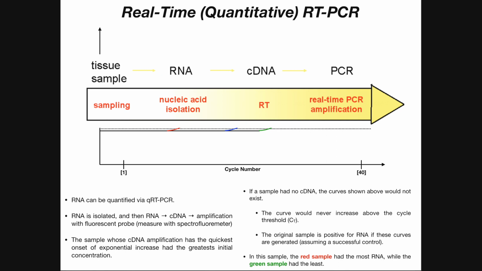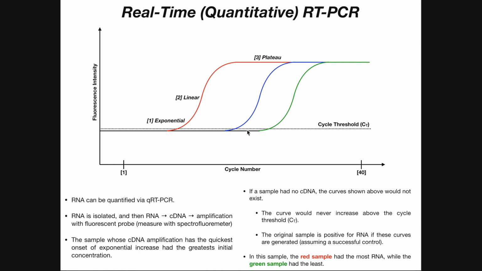Okay? Now this graph right here is really focusing on that last step. This is the amplification of the DNA, the PCR, with that fluorescent probe. And so if we look at this graph, on the vertical axis we have the fluorescence intensity. So as you go higher up on the vertical axis, that means there's more fluorescence, and that means more DNA. On the horizontal axis, this is just the cycle number in the amplification.